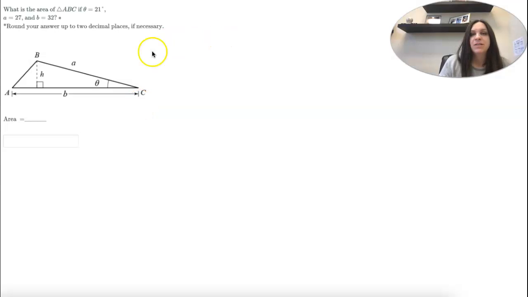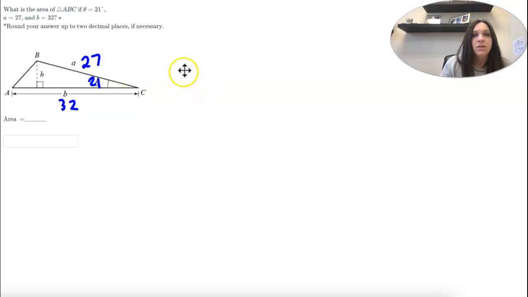So this section we're using trig to solve. Right now we want to know what's the area of triangle ABC if theta, that's our angle, is 21 degrees, A is 27, and B is 32.